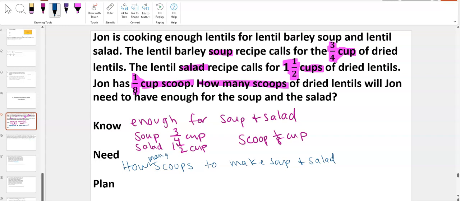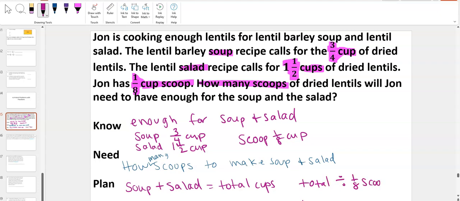That's what we have. And then our plan in the end is, what are we going to do? Well, in order to know how many scoops, I probably need to add the soup and the salad together to know the total number of cups of lentils, right? Once I get my total number of cups, I then need to take that total and divide it by the 1/8 scoop. And that will tell me my final answer. So that's my plan. That's what I'm going to do. Okay. Now that I've figured out a plan, we're going to go ahead and give it a try.